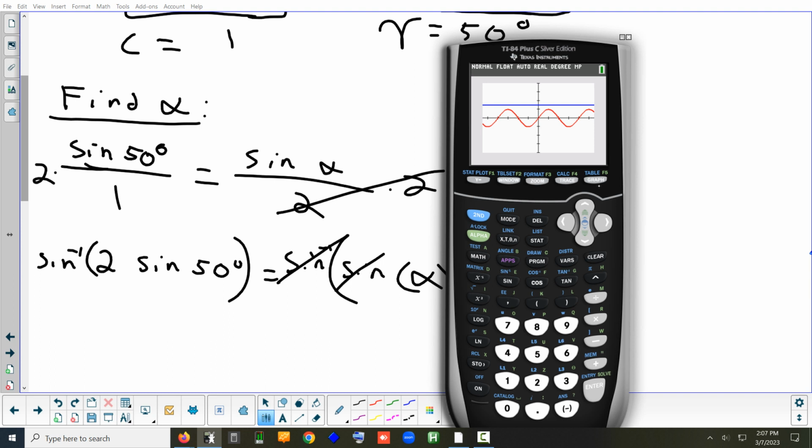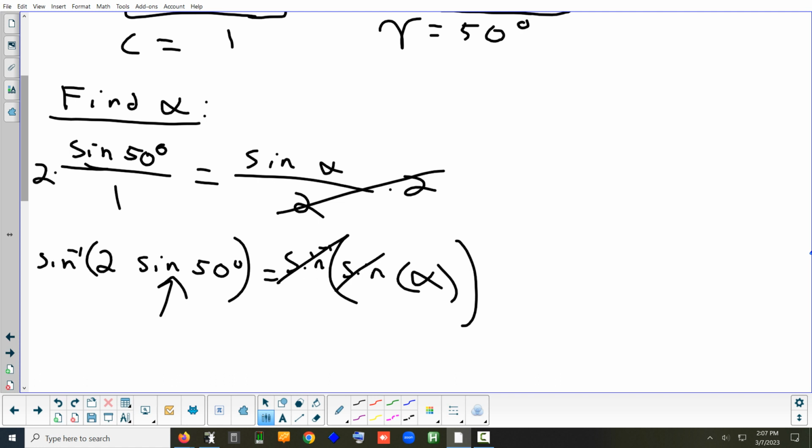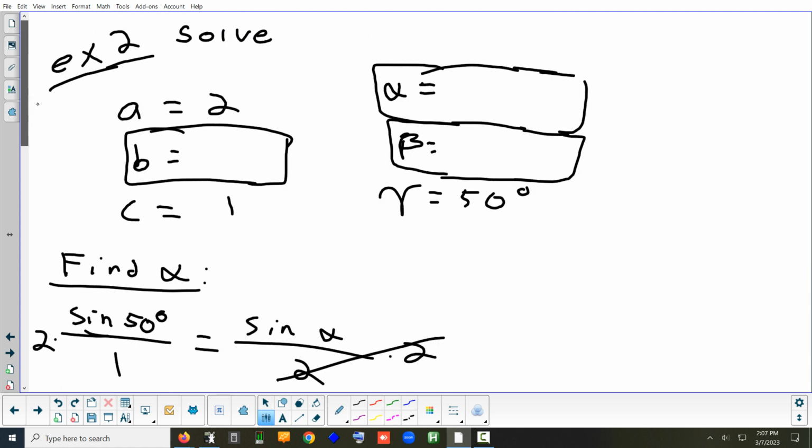When you type that into the calculator, you're basically asking it to figure out where these two things cross. This number is too high. It's above the graph, which means it's never going to cross it. So that means there is no solution for alpha.